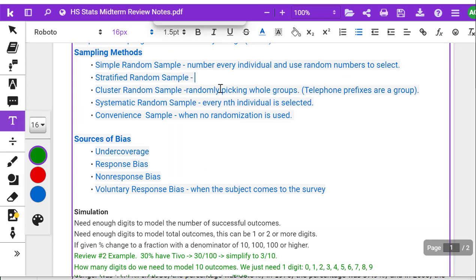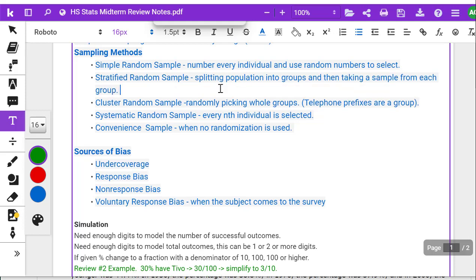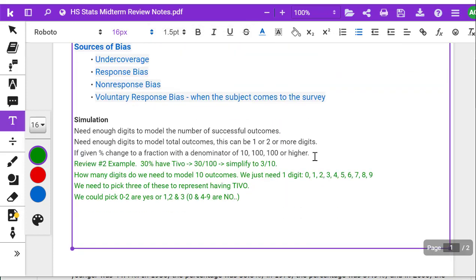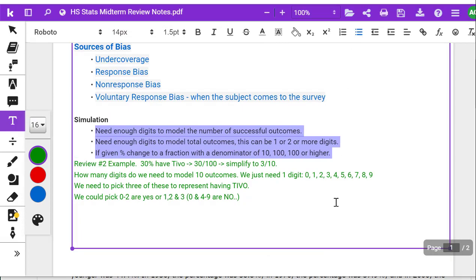Basically what you're doing is splitting the population into groups, and then taking a sample from each group. That's how you know, okay? All right, let me go ahead and do that right there, just so we know those are.